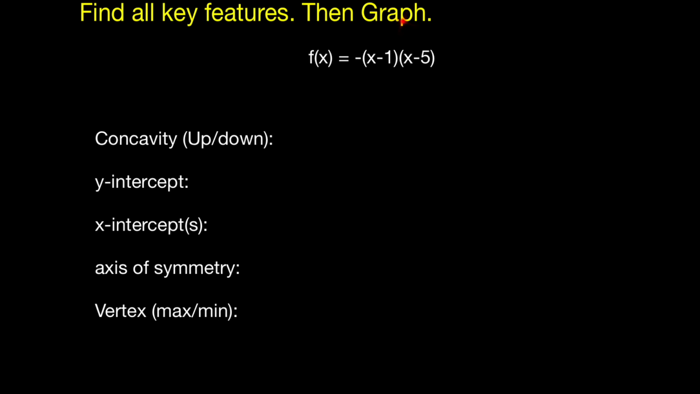Find all key features, then graph. Here we have factored form. Let's begin by grabbing the concavity, and the concavity is determined by the a value. Since my a value is negative, we're going to say this is concave down.